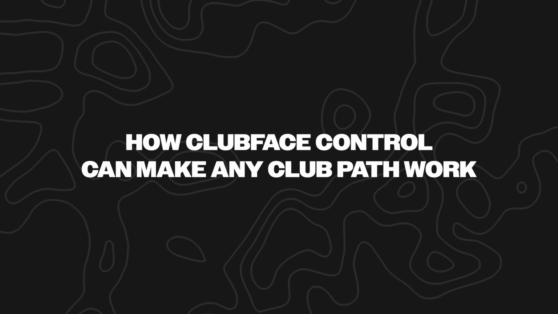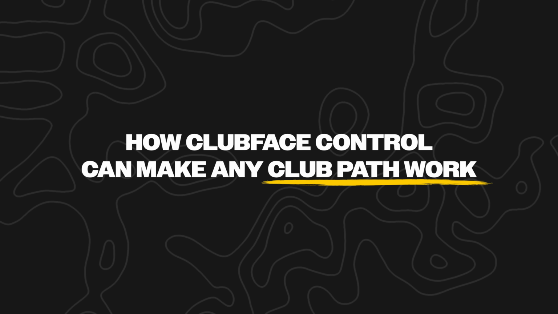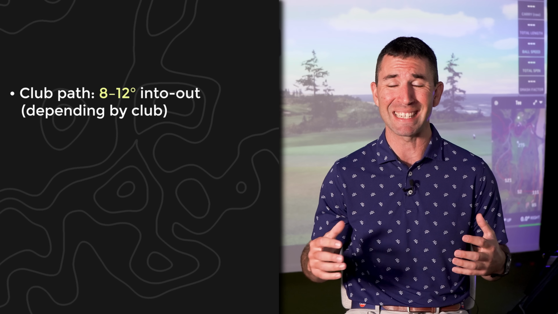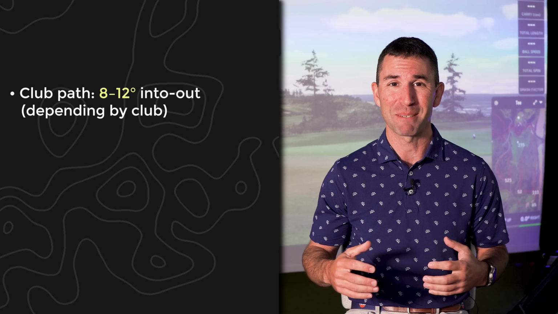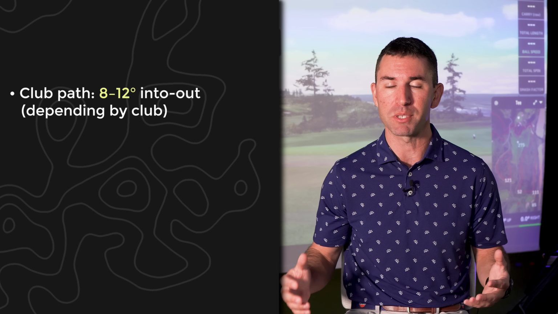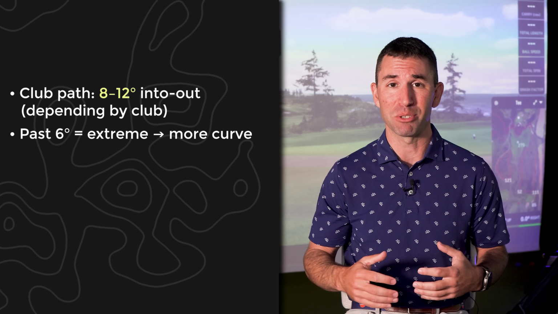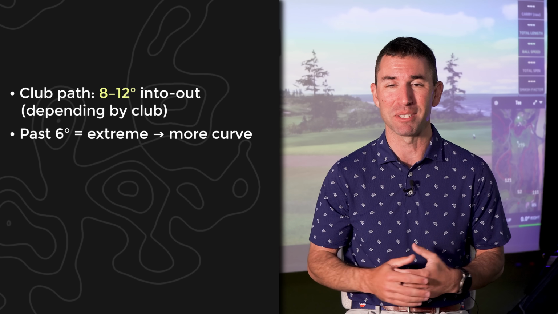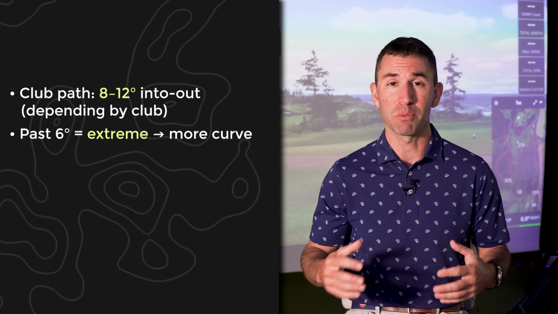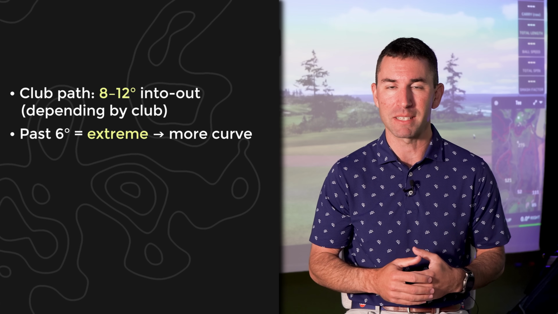Now, club path is a really important part of the equation, but let me tell you a quick personal story on how club face control can make any club path work. For years, I had a really extreme in to out swing path. It could go as much as 8 to 12 degrees in to out, depending on which club in my bag I was using. Most instructors would tell you that anything past 6 degrees starts to become extreme, and it will make golf harder because of excessive curvature.